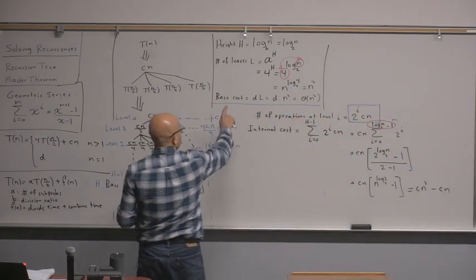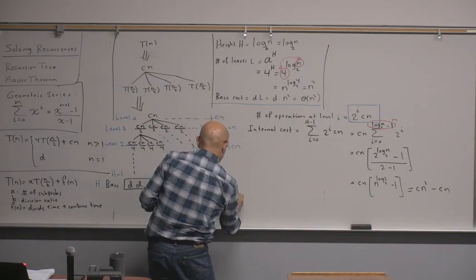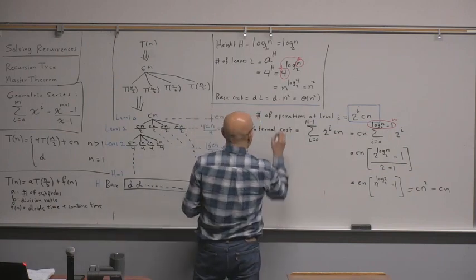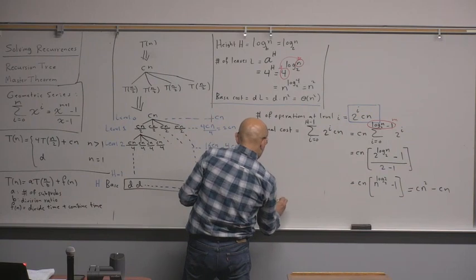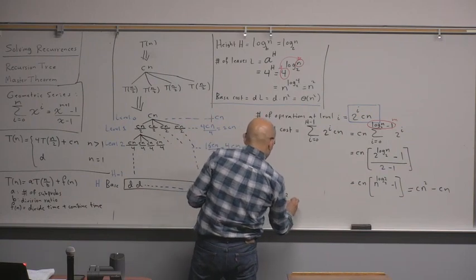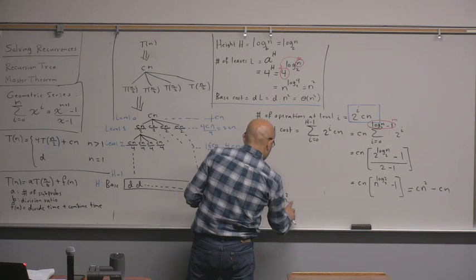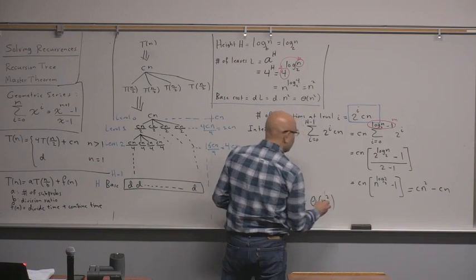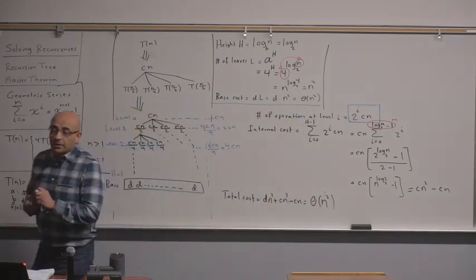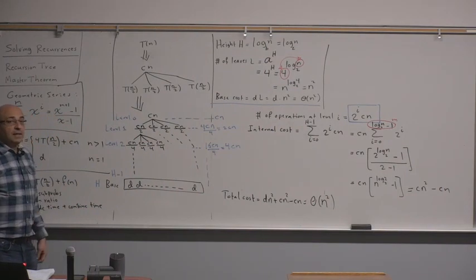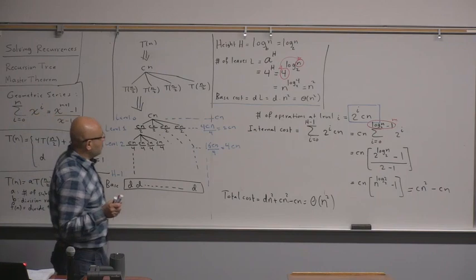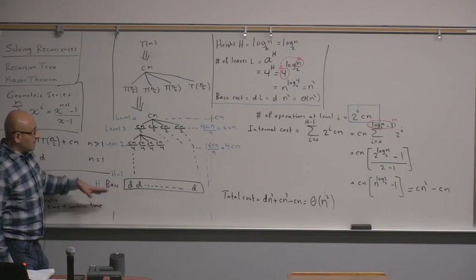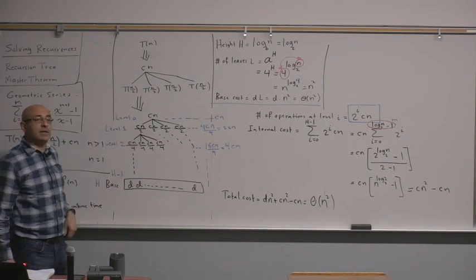So this is the internal cost, and this is the base cost, which means that the total cost equals dn squared plus Cn squared minus Cn. So this is theta of n squared. What this analysis showed us is that the number of operations at the base is quadratic, and the number of operations internally is quadratic.